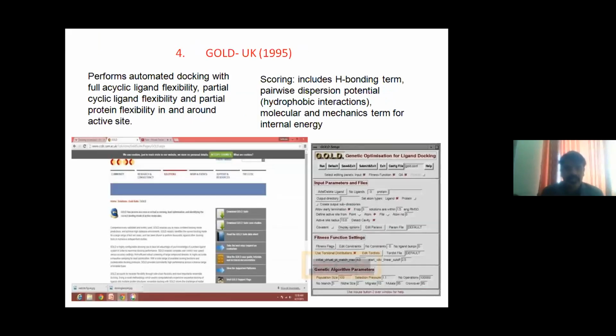The next software is GOLD. GOLD is a genetic algorithm software, and that's why it has been given the name GOLD. GOLD stands for Genetic Optimisation for Ligand Docking. So you can go to their website and always look for that.